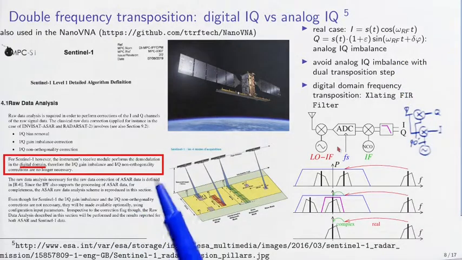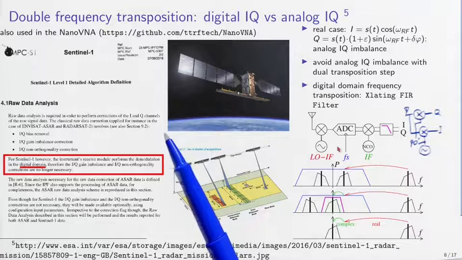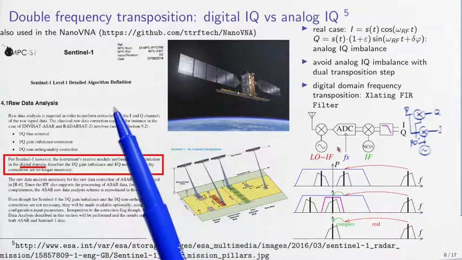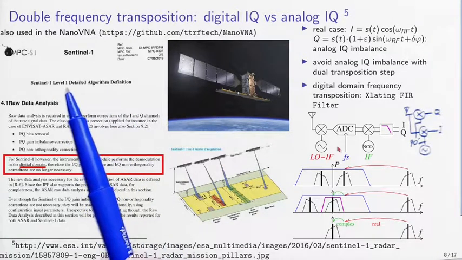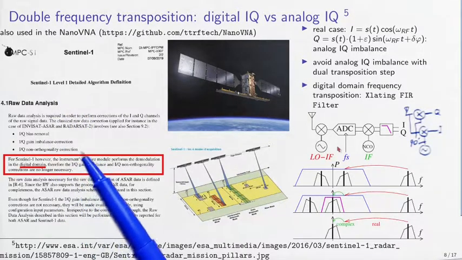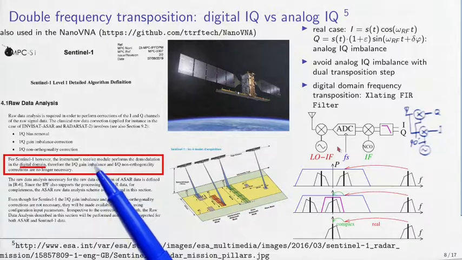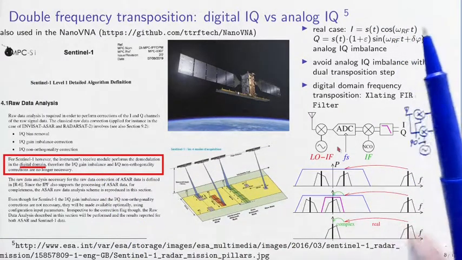So if we look at the Sentinel-1 European Space Agency spaceborne radar and its detailed algorithm definition of the level 1 product, which are the outputs of processing level 0 raw IQ data, we are told that the Sentinel-1 receiver module performs demodulation in the digital domain so that IQ gain, imbalance, and non-orthogonality are not an issue. So why is it that performing this computation in the digital domain prevents these IQ imbalance issues?